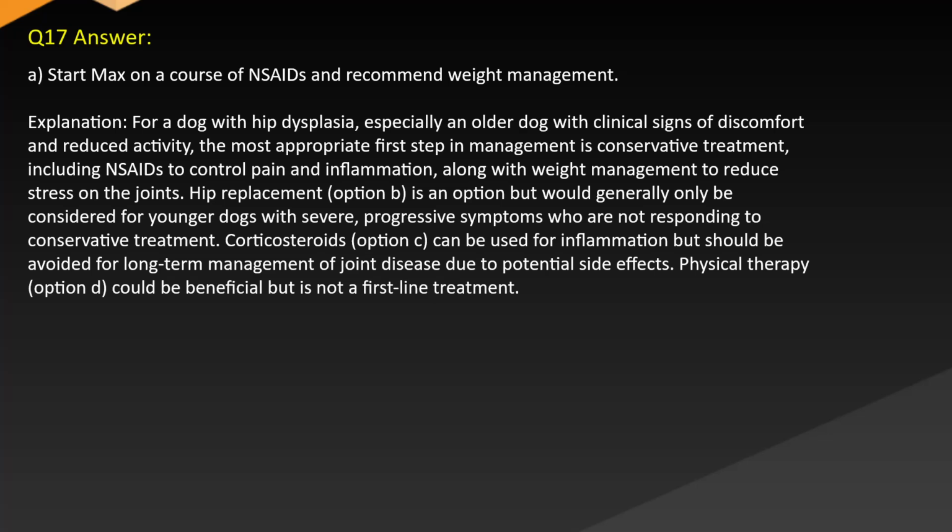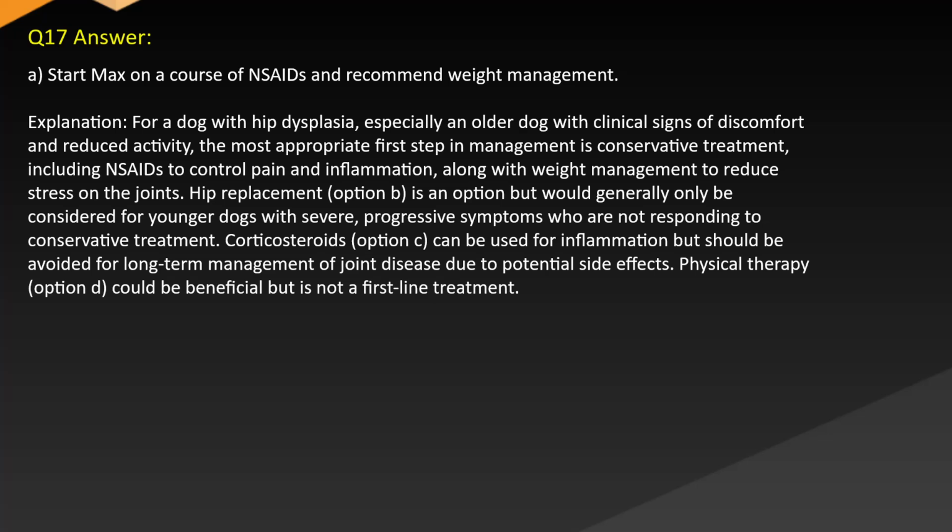Answer A. Start Max on a course of NSAIDs and recommend weight management. Explanation. For a dog with hip dysplasia, especially an older dog with clinical signs of discomfort and reduced activity, the most appropriate first step in management is conservative treatment, including NSAIDs to control pain and inflammation, along with weight management to reduce stress on the joints.